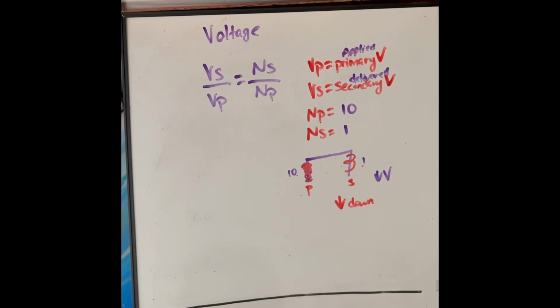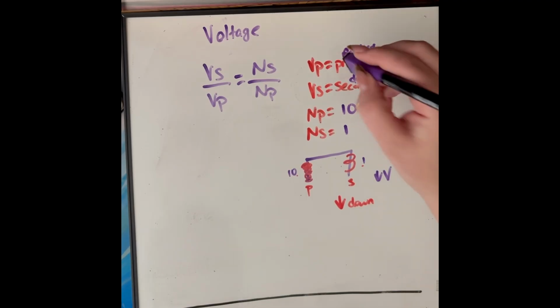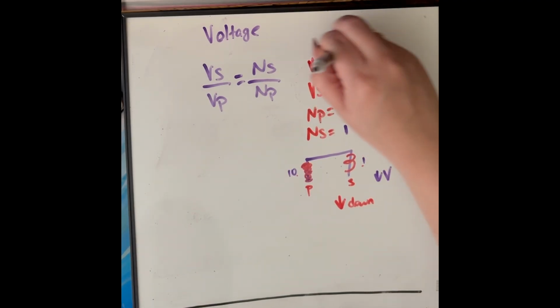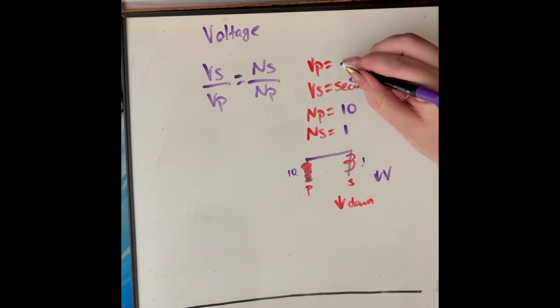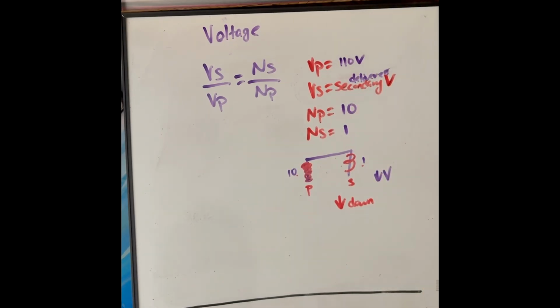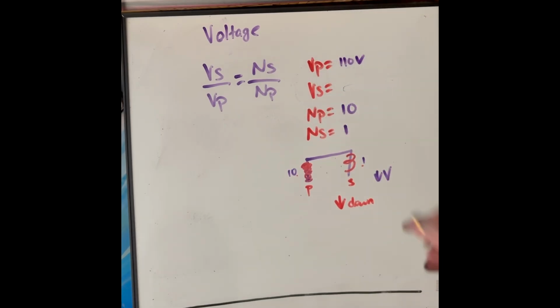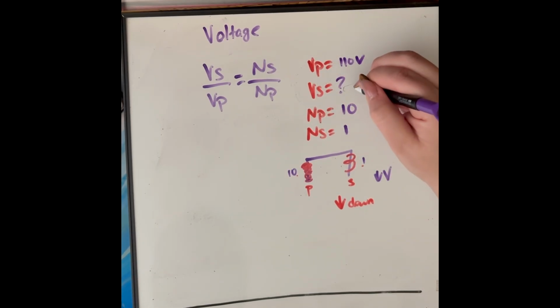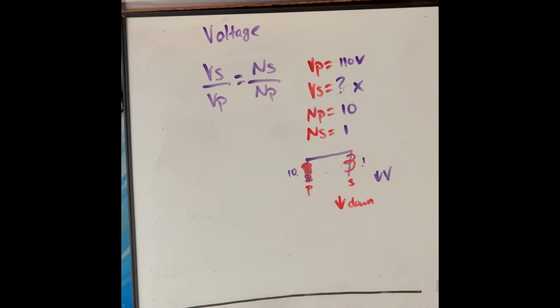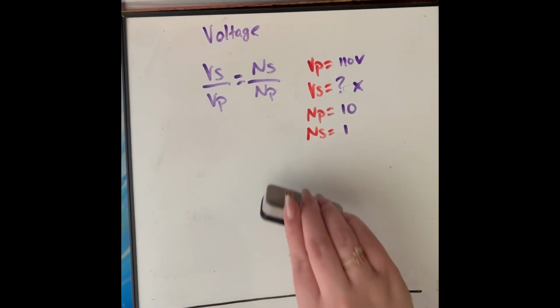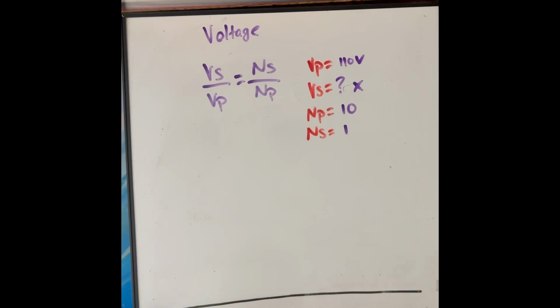And 110 volts are applied. That's our primary voltage, or our applied voltage, is 110 volts. We are trying to figure out what our new voltage would be, so that's a question mark or an X. Now I'm going to erase my little drawing here so I don't mess it up with my hand. So we have our numbers here. Let's plug and chug.